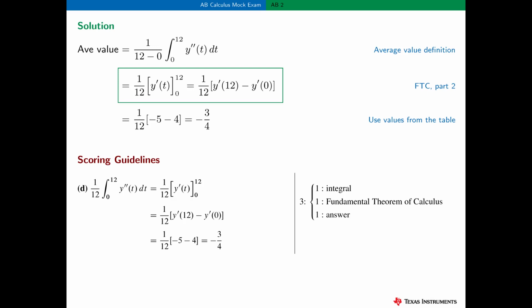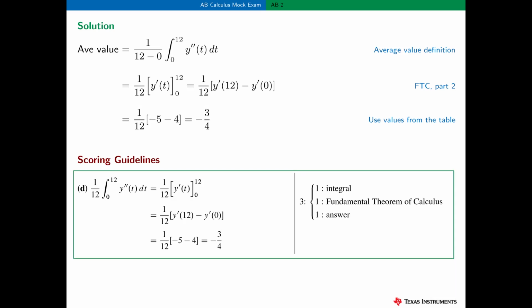So by the Fundamental Theorem of Calculus, the definite integral is equal to y prime of 12 minus y prime of 0. We can find these values in the table that was given in the statement of the problem. And a little simplification leaves us with an answer of minus 3/4. Here are the scoring guidelines for this problem.